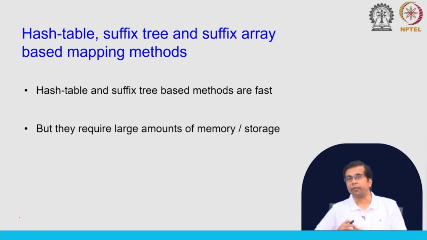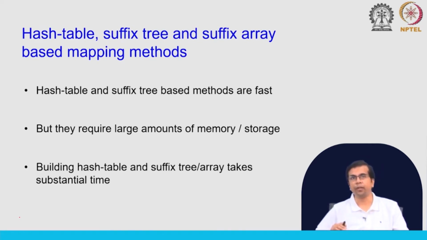But the problem is they require a large amount of memory or storage. All these methods take at least 12 to 15 GB of RAM if you are working with the human genome, which means you probably would not be able to run this on a desktop system. Suffix tree, for example, takes even more, about 30 to 35 GB of RAM for the human genome, because of that elaborate data structure.